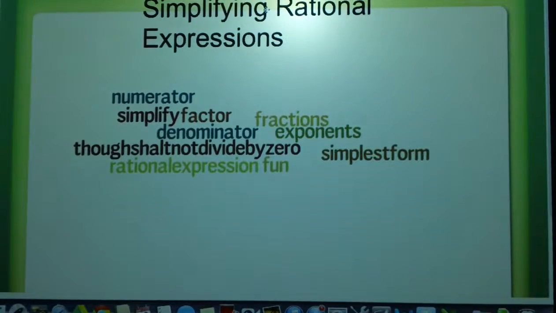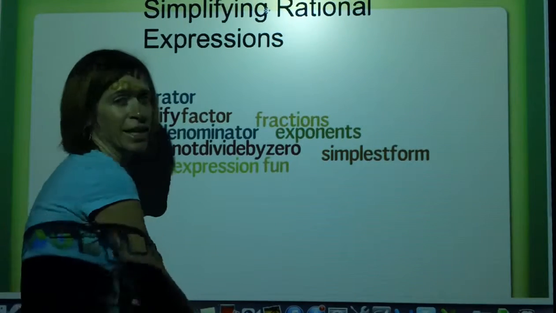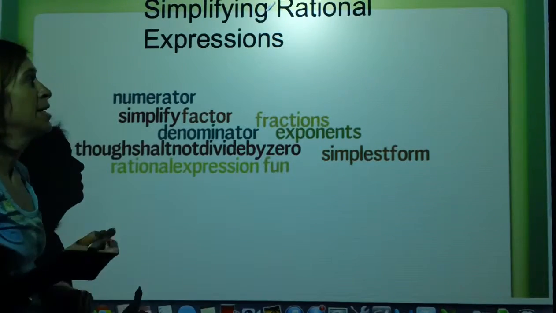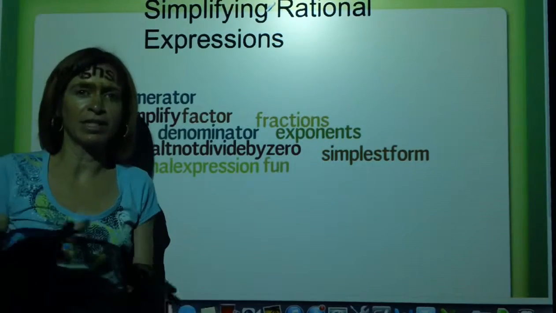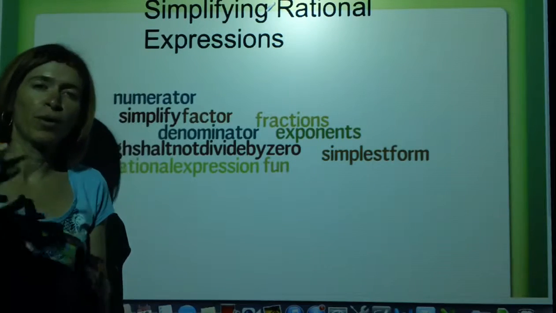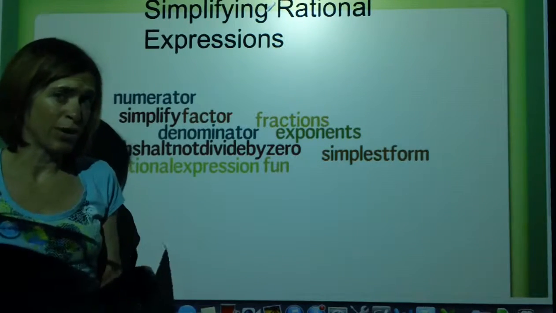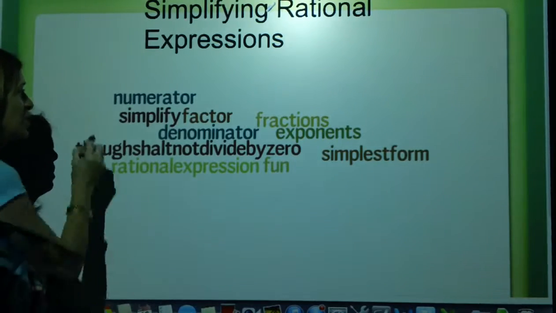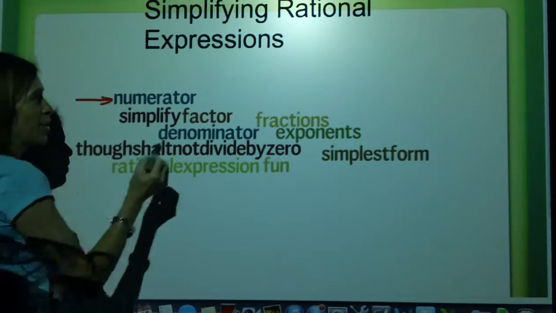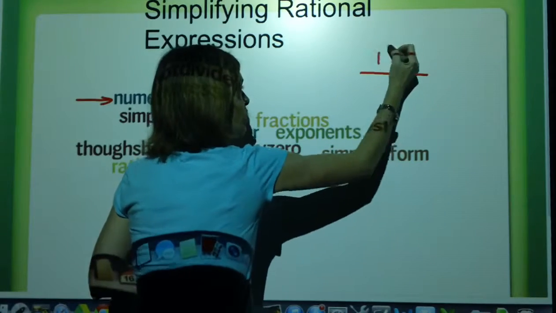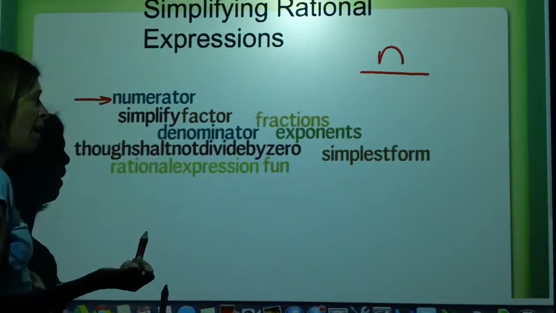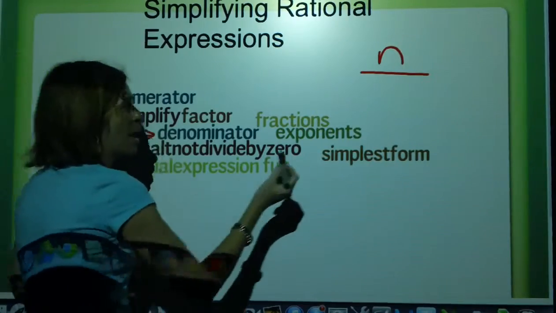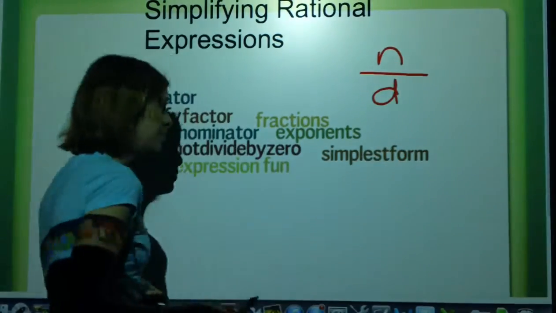Hi everybody. So today what we're going to be doing is simplifying rational expressions. A rational expression basically is a fraction where we've got some expressions in it with variables. But let's just talk about fractions for a second. Fractions have a numerator. That's the top of the fraction. And then it also has a denominator, which is the bottom.